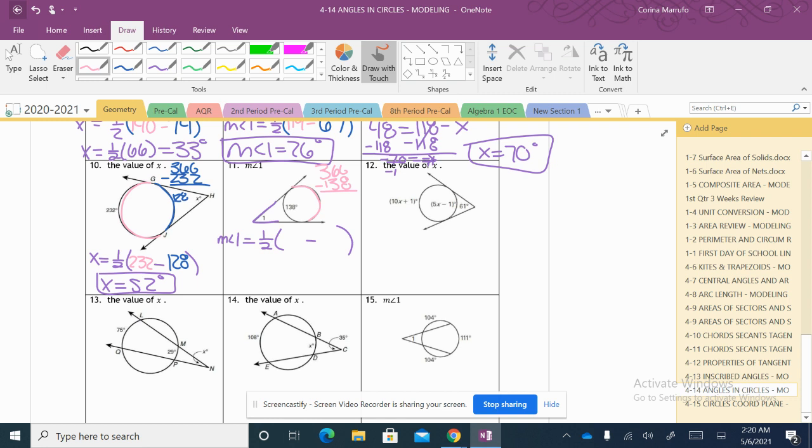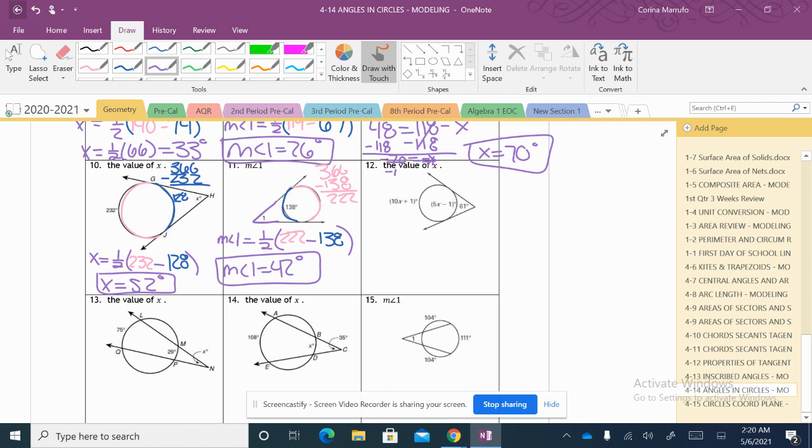360 minus 138 gives me 222. So we take 222 and subtract the smaller side, which is 138. So 222 minus 138 gives me 84, and I divide that by 2, and that gives me 42. So the measure of angle 1 is equal to 42 degrees.